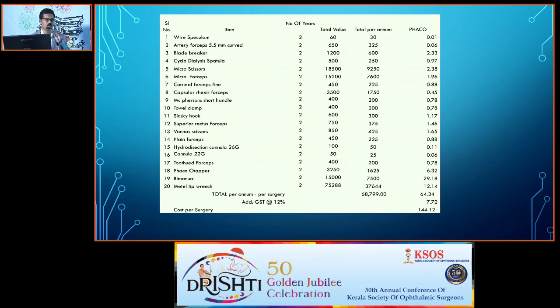We will have to take the help of a chartered accountant, because here you have to take into account each and everything, right from a small thing like a wire speculum, your towel clamp, or your needles, your tooth forceps, phaco choppers, everything. And the life you have to decide of those equipment. Normally, if we say the life is 2 years, and based on that, we have found that for one case of phaco, the cost for small instruments, micro instruments, comes to 144 rupees.